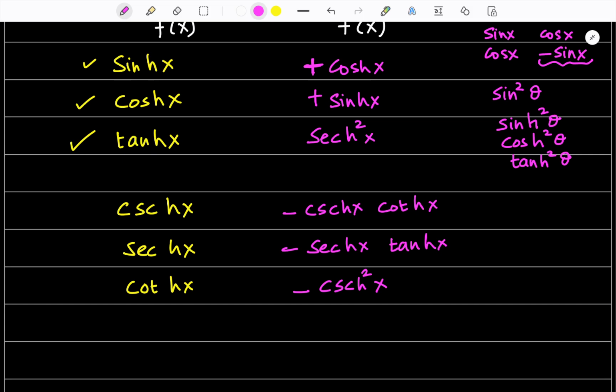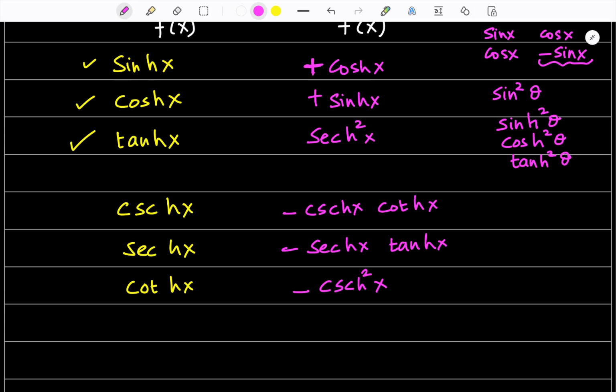Again, sine hyperbolic gives cosine hyperbolic, and cosine hyperbolic gives sine hyperbolic. Tan hyperbolic gives secant hyperbolic square. Cotan gives minus cosecant h square x. Secant hx gives minus secant hx tan hx. Cosecant hx gives minus cosecant hx cotan hx.